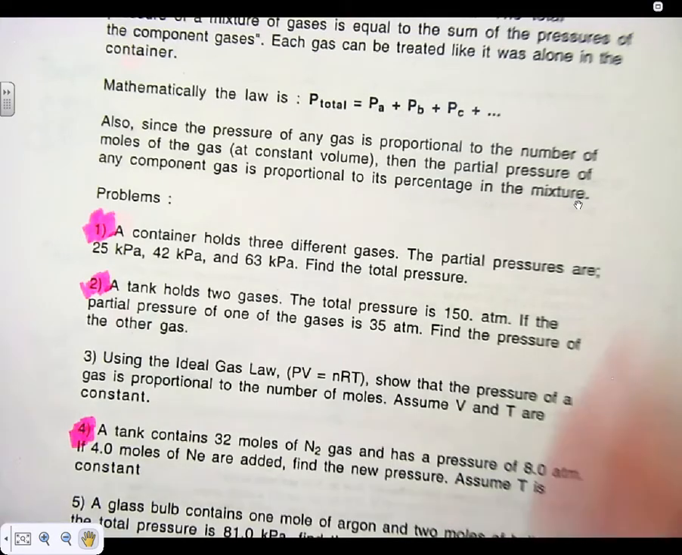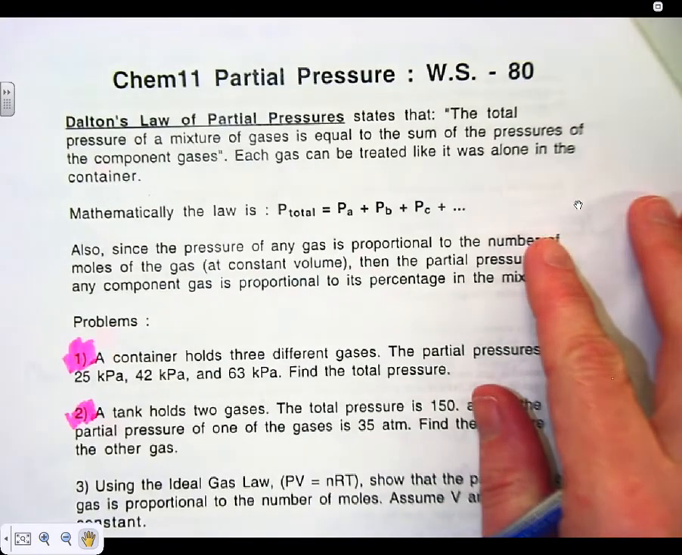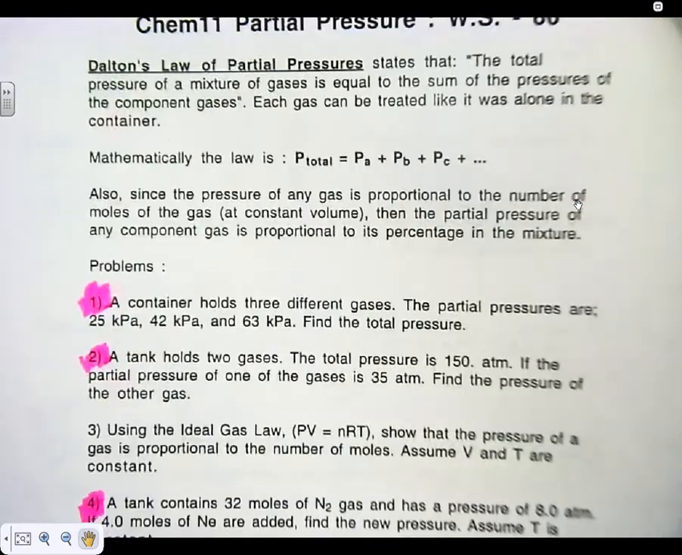And again, this is our law: the total pressure is equal to the sum of the partial pressures. So the first couple of problems that we do, we're just going to use that. We're going to look first at number 1 here.